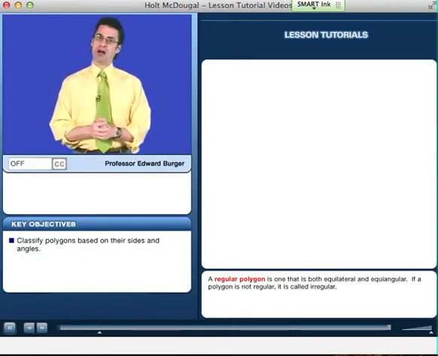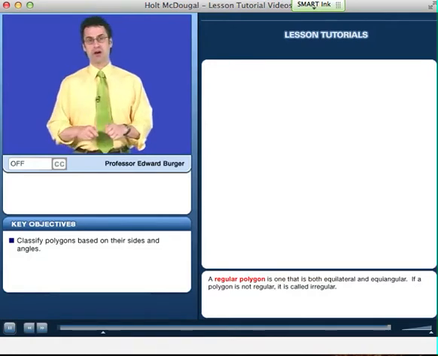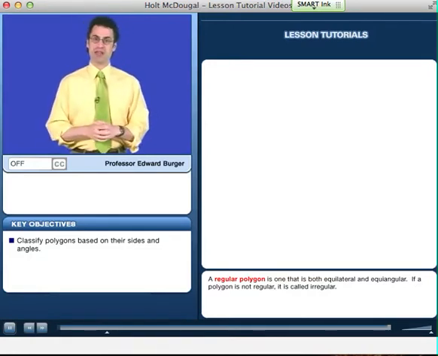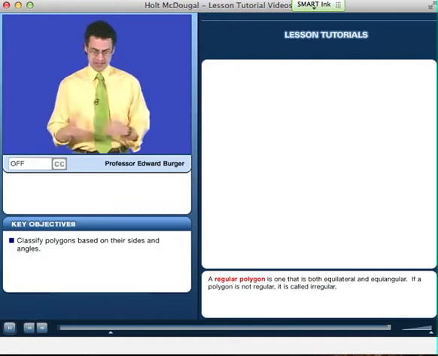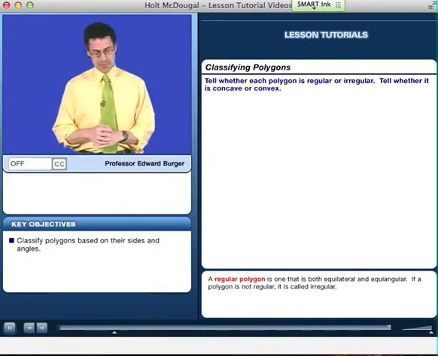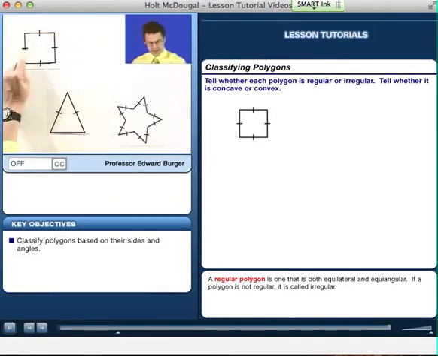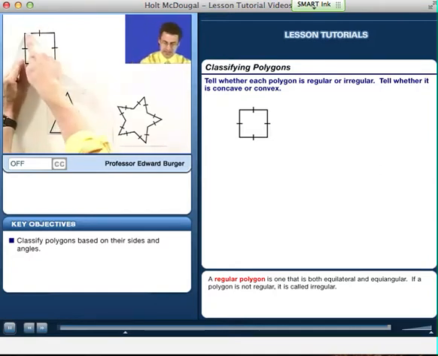Otherwise, the polygons are called irregular if either one length is different from some other length or some angle is different from some other angle. Let's take a look at some examples and see if we can name them. So here, these little hash marks mean that, in fact, this length is the same length as that.